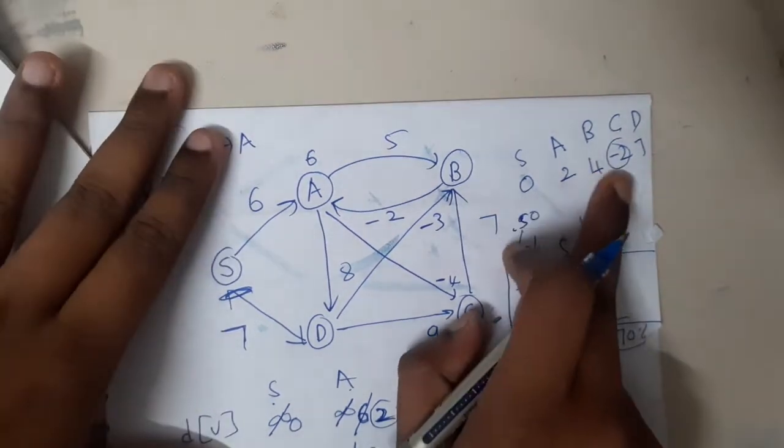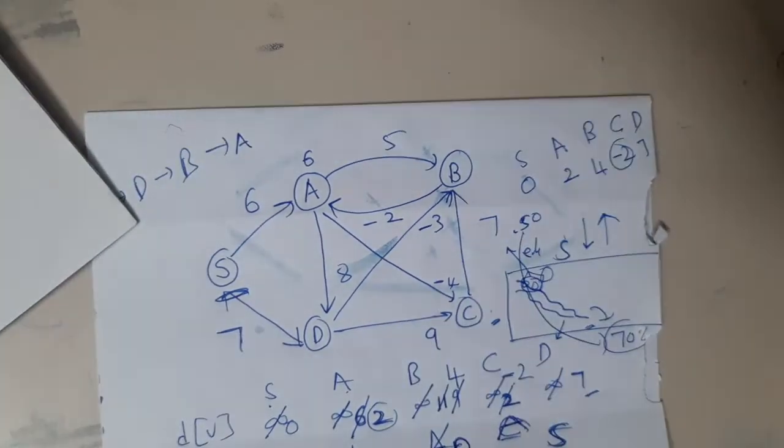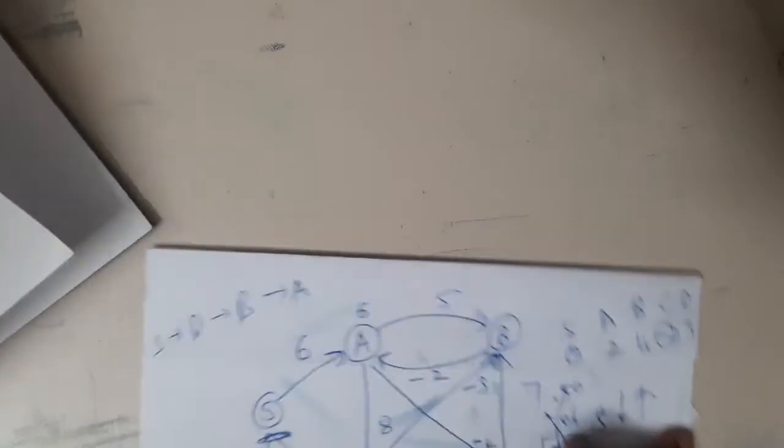So here, getting minus 2 means you are getting a profit, or you are gaining something, right? If it is negative, yes. I hope everyone got a clear idea.